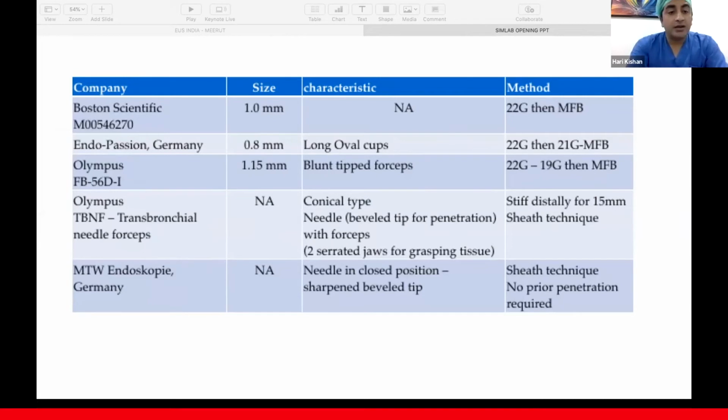And these are the currently available intranodal forceps biopsies, though most of them are not available in our country. The size ranges from 0.8 mm to 1.15 mm. Then there is an initial puncture through the bronchoscope, through the EBUS TBNA needle, followed by intranodal forceps biopsies.